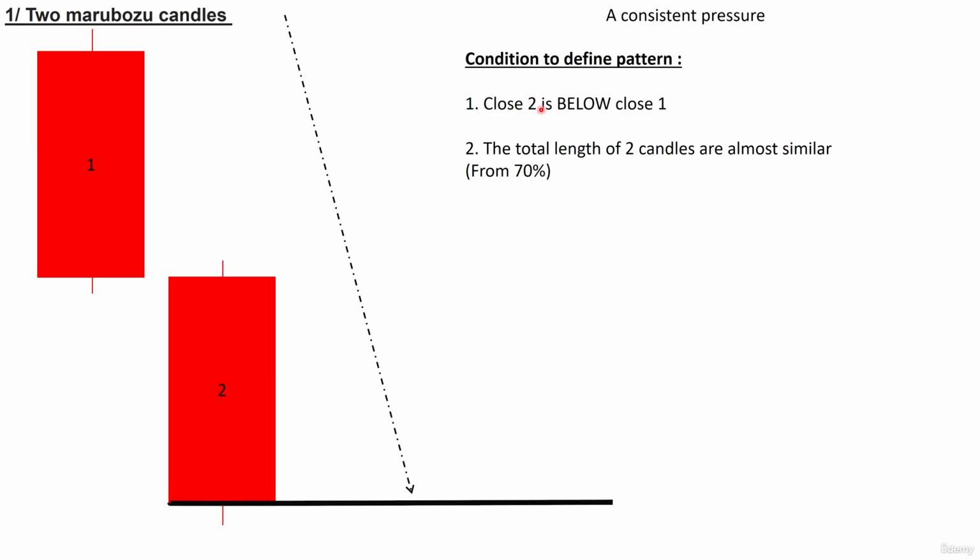The second candle's close is below the first candle's close because here is a down pullback. And the second condition is still the same: the total length of the second candle is almost similar to the first candle. It must be at least 70% similar, okay?